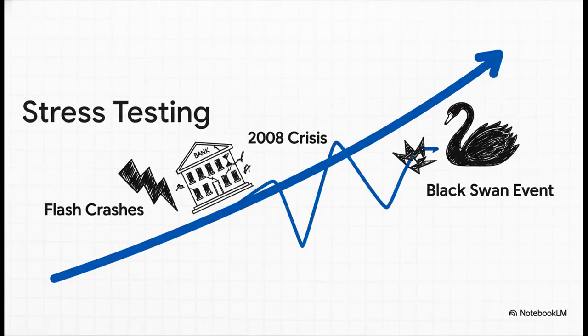And finally, you have to throw some chaos at it. How does your strategy hold up during a black swan event like the 2008 financial crisis? What about a flash crash? You've got to stress test your system against these extreme market conditions to find those hidden vulnerabilities before you put your real capital on the line.